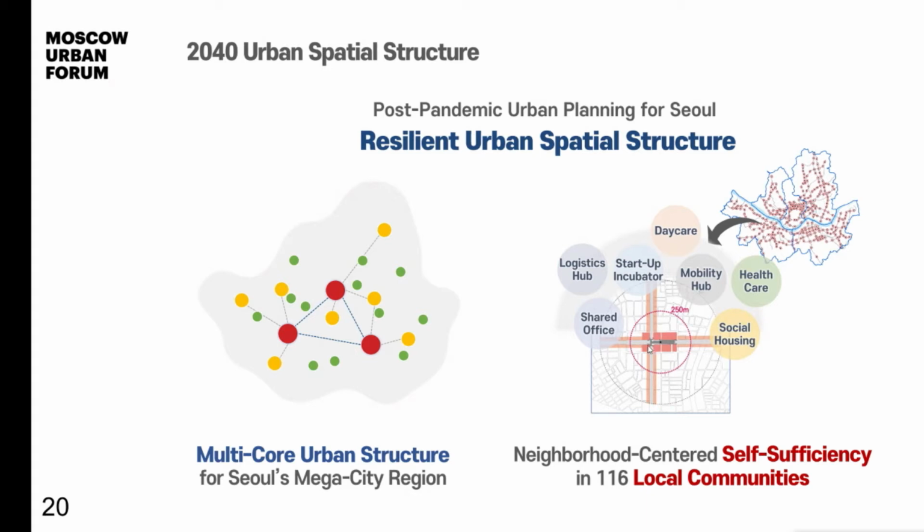Then 50% of the gain is given back to the citizens with shared offices, logistic hubs, startup incubators, and etc. All these functions should be contained within these subway stations. So we try to make more self-sufficiency within the local communities. That is our resilient urban spatial structure for the next 20 years.